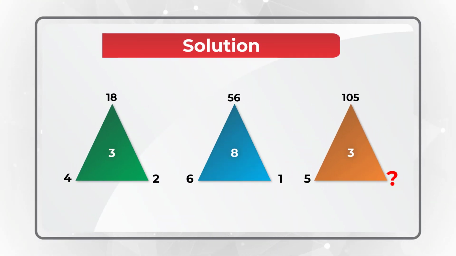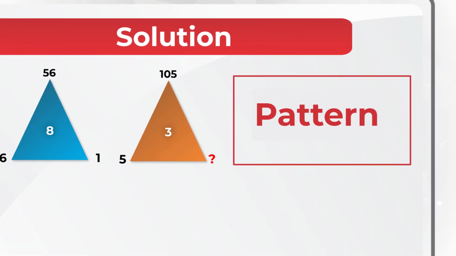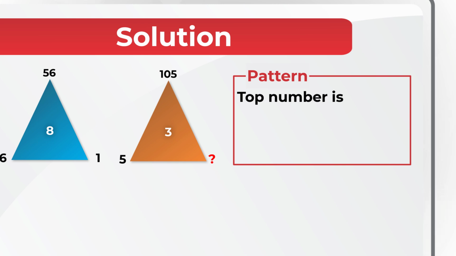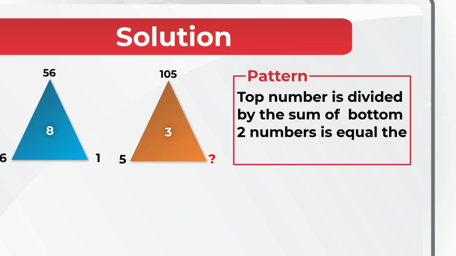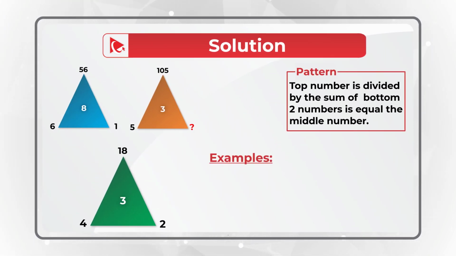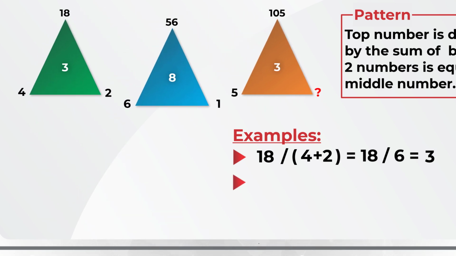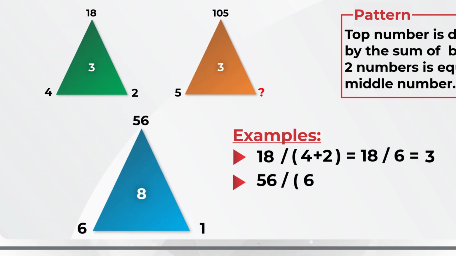One phrase that you hear on this channel the most is always look for patterns. And then the pattern here is that the top number divided by the sum of the bottom 2 numbers on the outside of the triangle is equal the middle number inside of the triangle. So let's look at the first 2 examples. 18 divided on 4 plus 2 equals 18 divided by 6 equals 3. In the second middle triangle, 56 divided by 6 plus 1 equals 56 divided by 7 and equals 8.